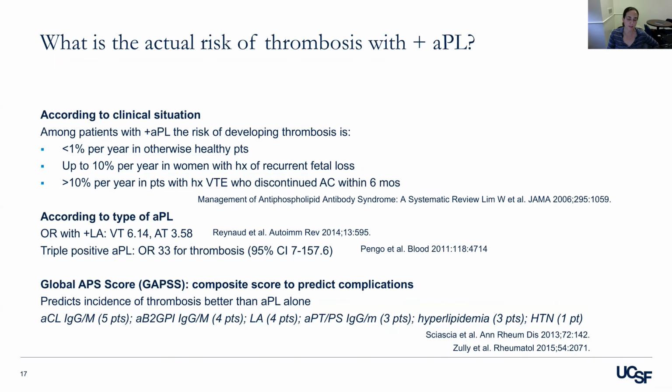There's a scoring system that was developed by investigators primarily out of Italy called the Global APS score, which is a composite score to predict complications. And this was shown in a couple of papers to predict the incidence of thrombosis better than looking at the antiphospholipid antibody profile alone. So this takes into account not only their antibody status, but also other risk factors, including hyperlipidemia and hypertension.